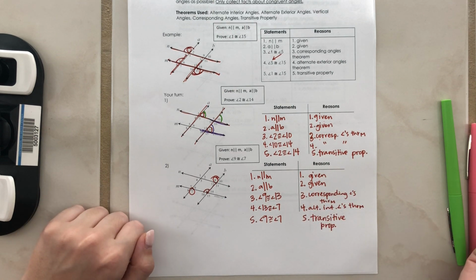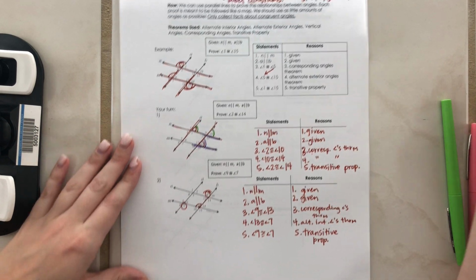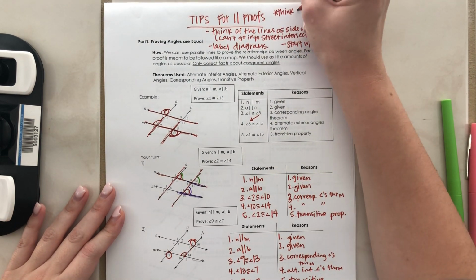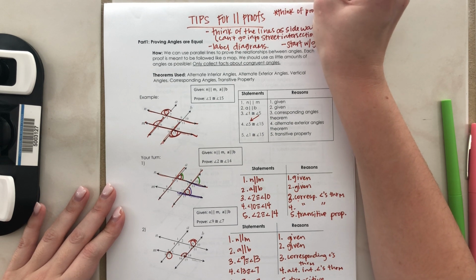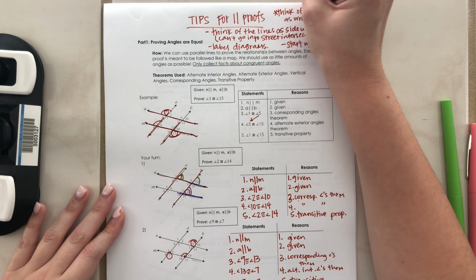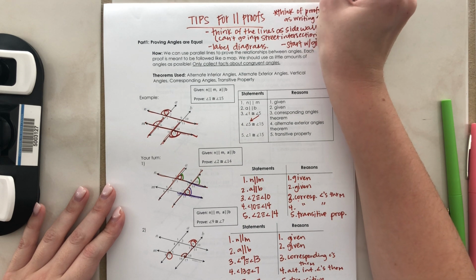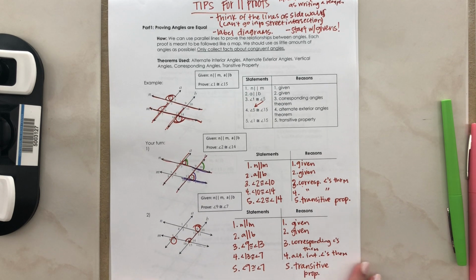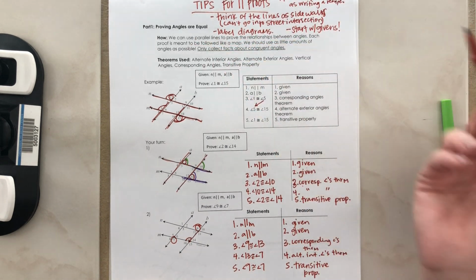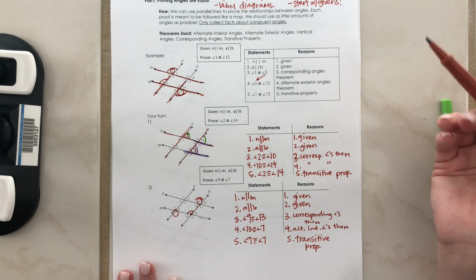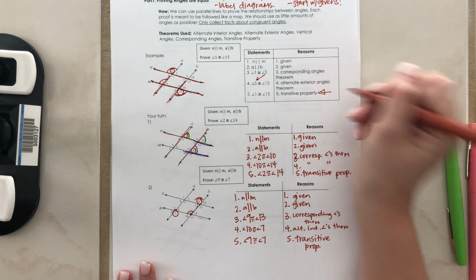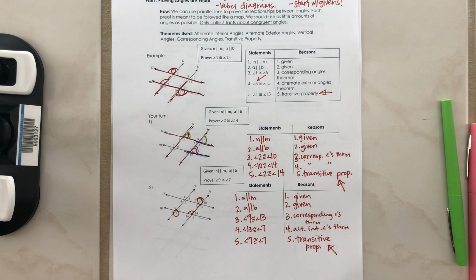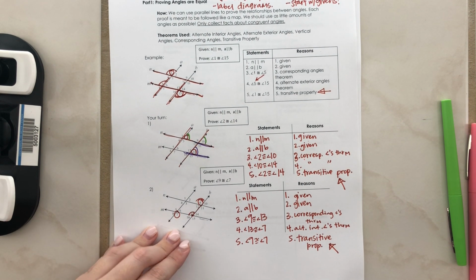Okay? Maybe something else we can think about with our tips. Think of proofs as writing a recipe. Okay, that's gonna help us just keep track of all of our orders, okay? So this first part was proving that angles are equal. We will use the transitive property as our final reason about 95% of the time with these, okay?